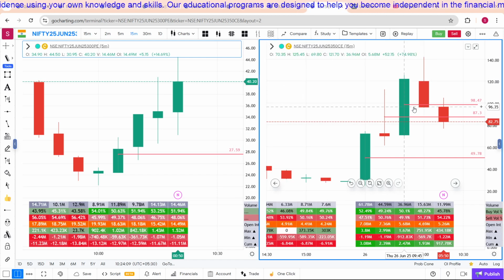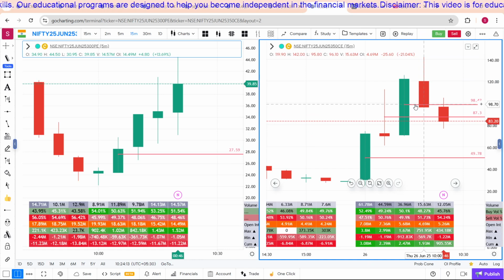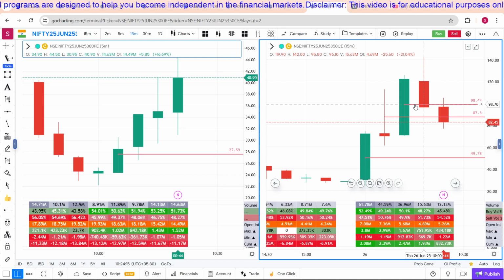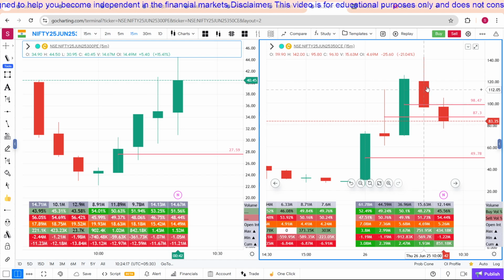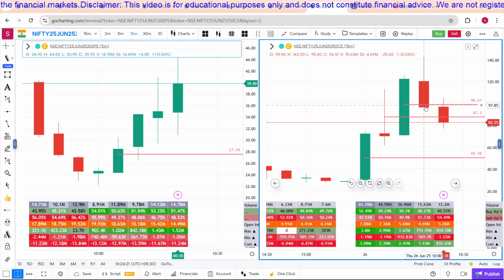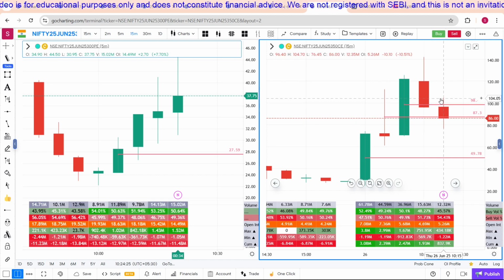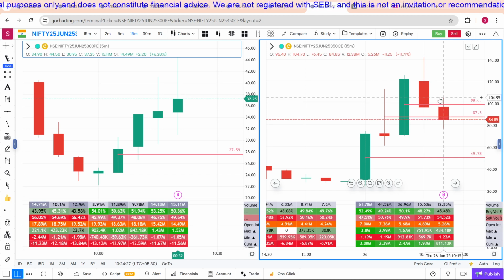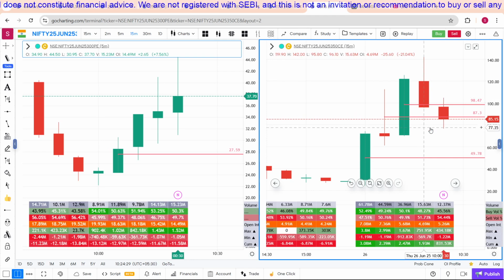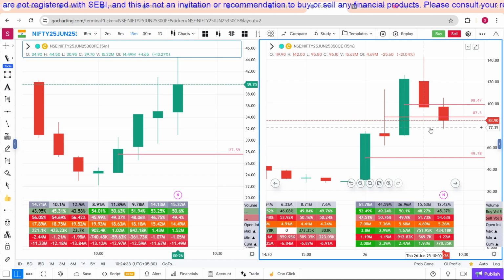Then what is the support of this level? 98. Again, 98, breaking below. And this 15 minutes candle breaks below. And from here it is a short. 104, 105 shorting. It has gone down to 77.